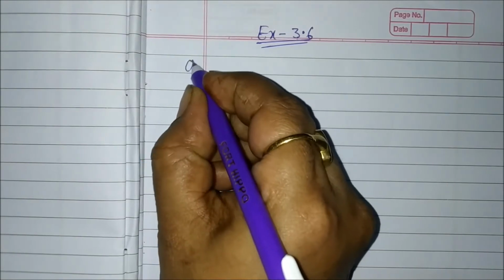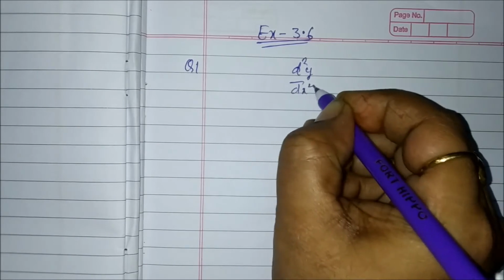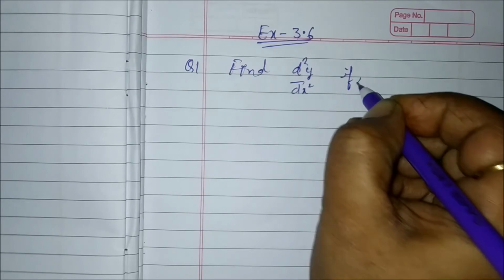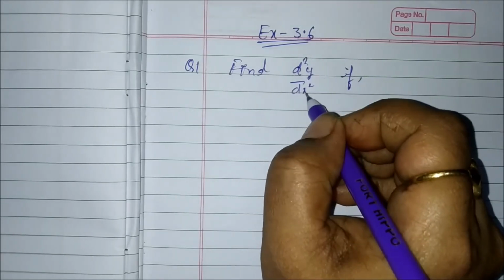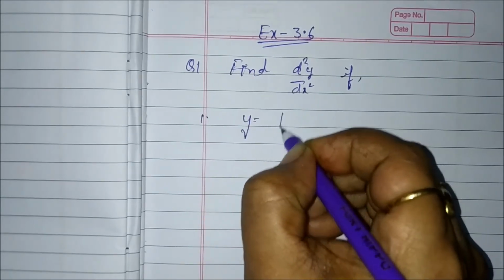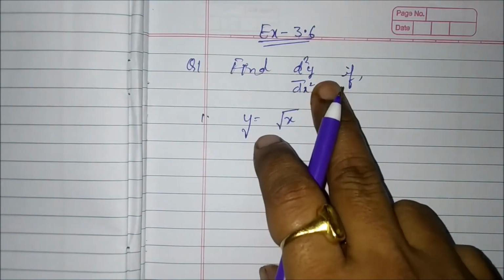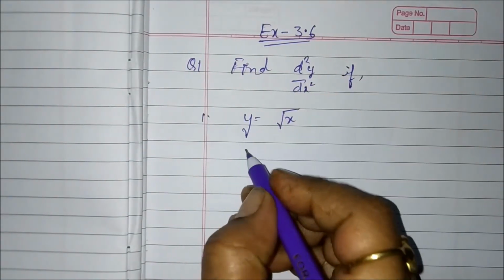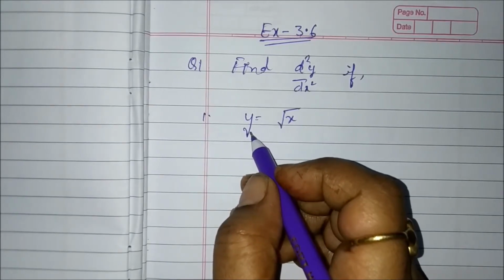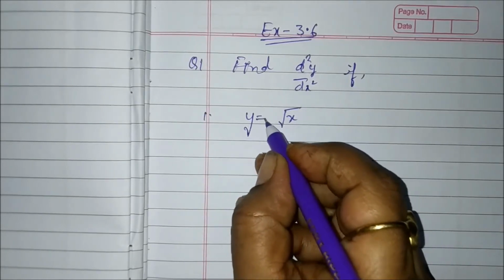Let's see the solution of exercise 3.6. Here we have to find d2y by dx2. That means we have to find second order derivative. Find d2y by dx2 if first part is y equals root of x. Now we have to find double derivative. That means first we have to find dy by dx, then on differentiating it again we get d2y by dx2. That means we have to differentiate it 2 times.